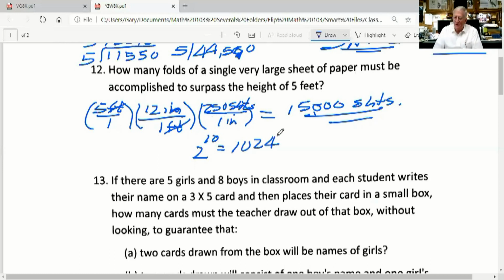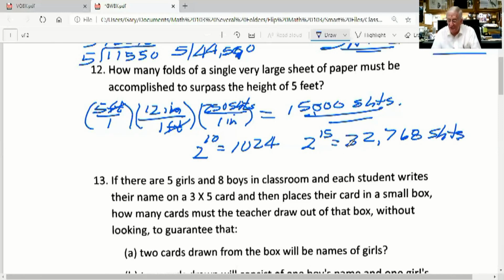Well, that's not near enough, right? All right, so why don't we try 2 to the 15th? So if we do 2 to the 15th power, what do we get? 2 caret 15 would give us 32,768 sheets. That's too much, but it's just about twice as much, right?